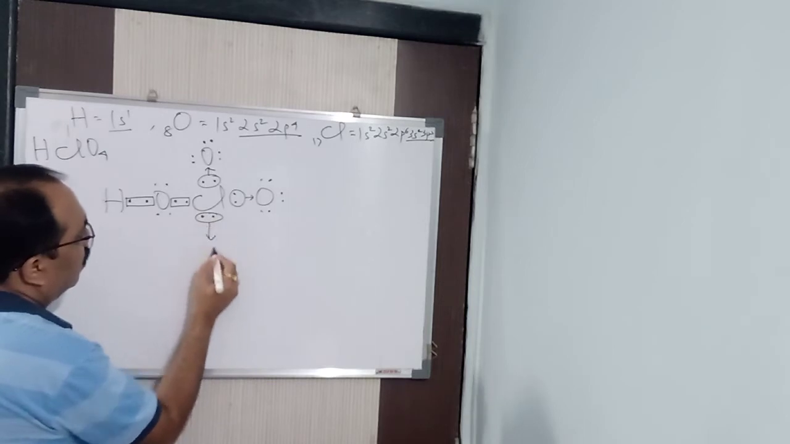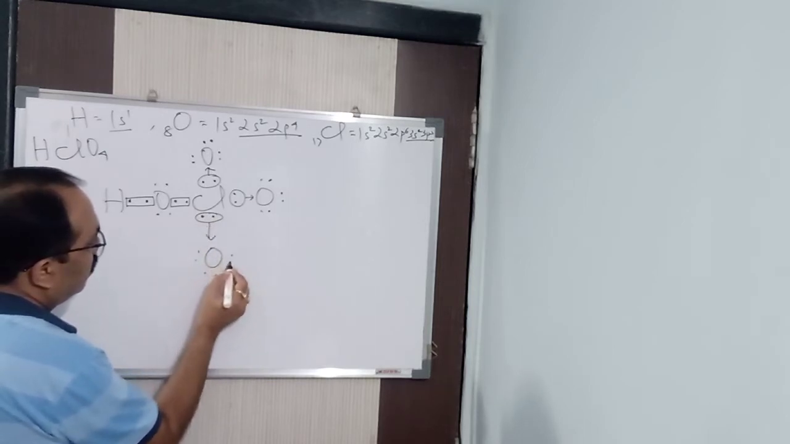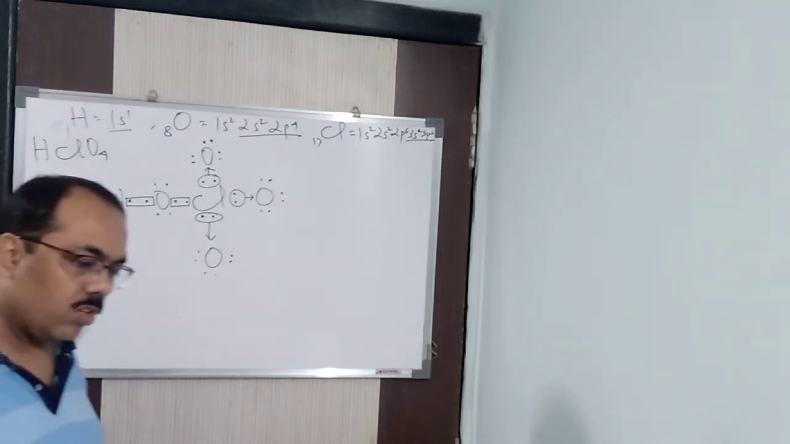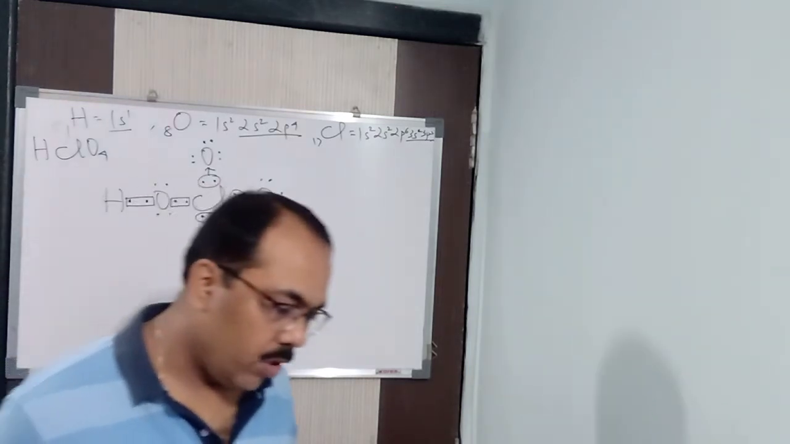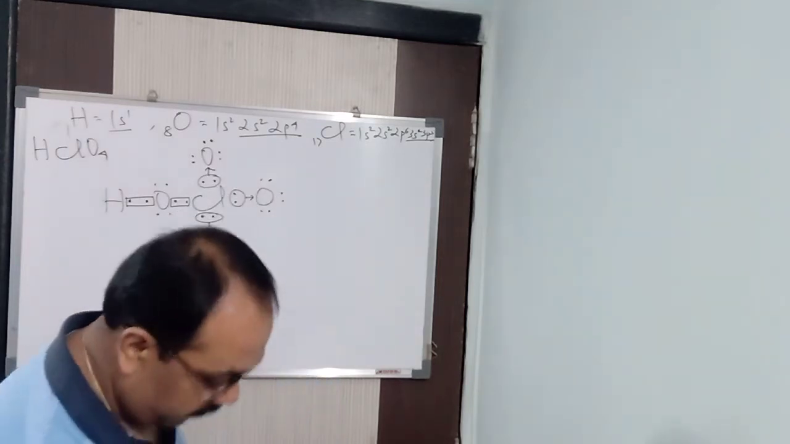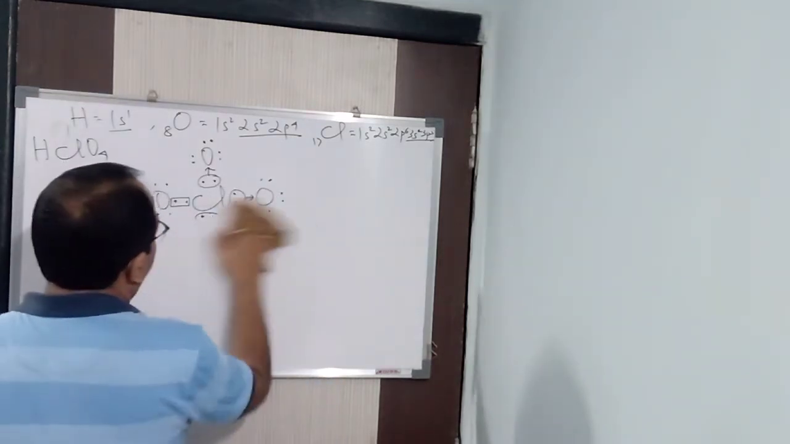But as it is HClO4, it is in this way, alright? So, in this way, you need to draw the diagram for coordinate bonding. Clear? Okay, fine. Now, next.